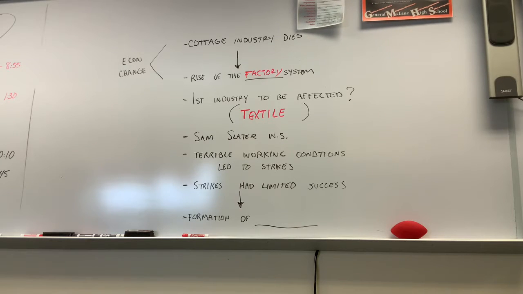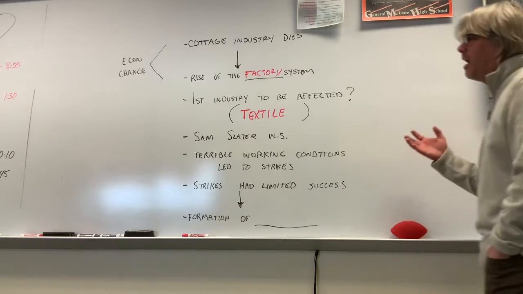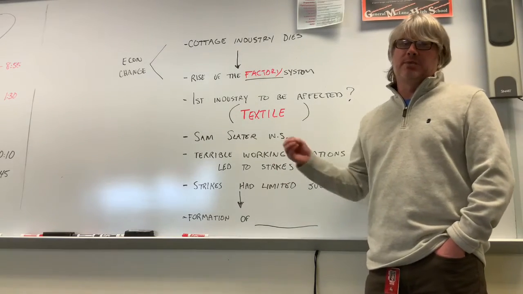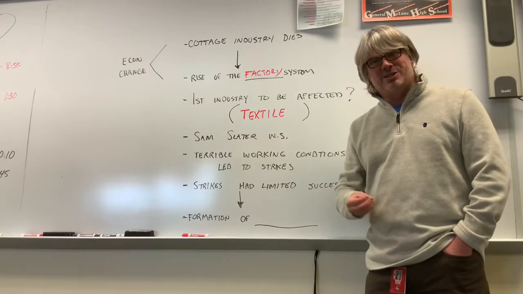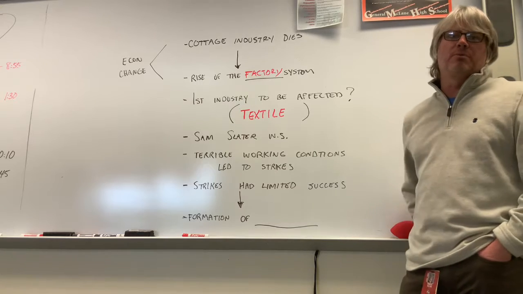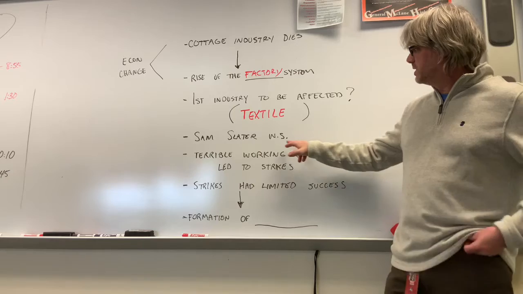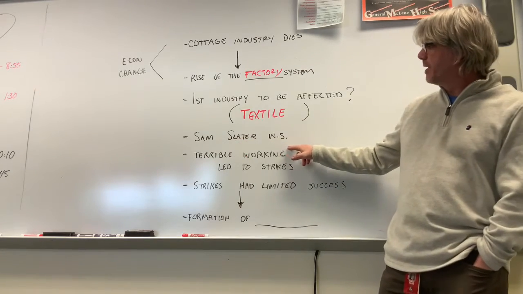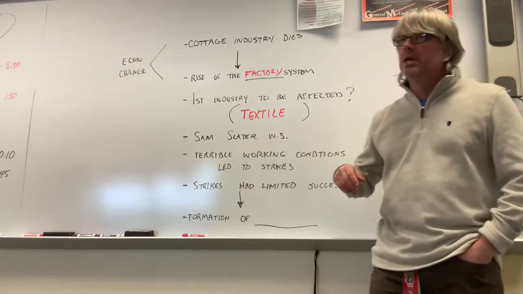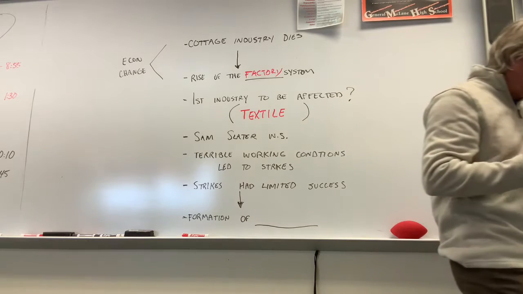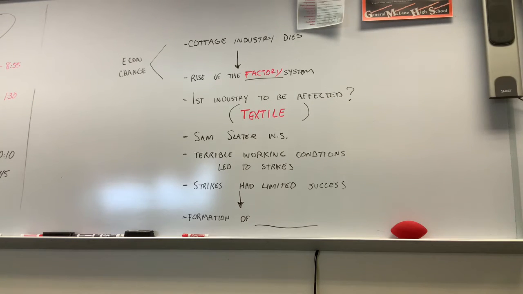Now, if you're going to talk about the beginning of the textile industry in America, this switch that was happening, you have to talk about Sam Slater. Your book doesn't mention Sam Slater, which is why I had you read that short biography of him and answer those few questions about Sam Slater. So that's what this next bullet point here is. It's just a reminder to look at the Sam Slater worksheet. So I just want to go over one thing, a little review of one thing from that worksheet.